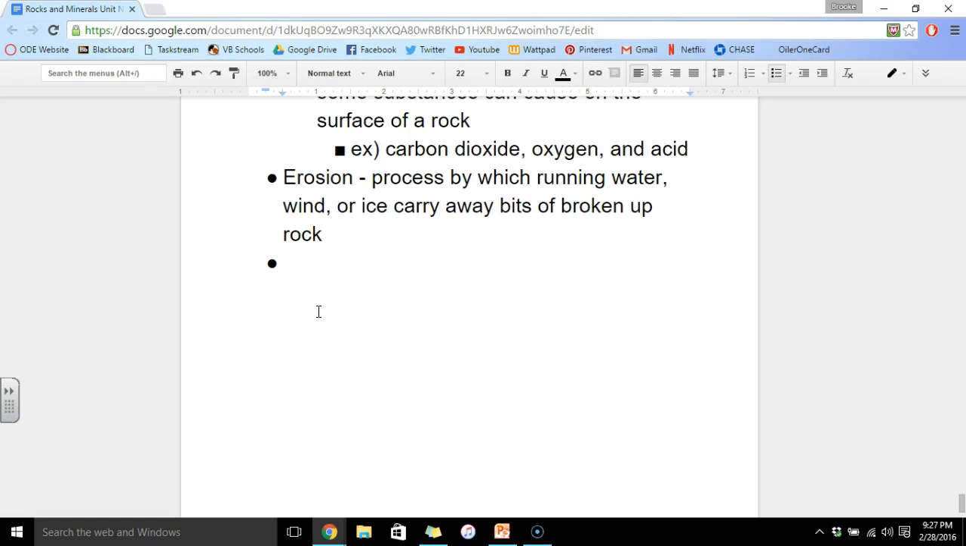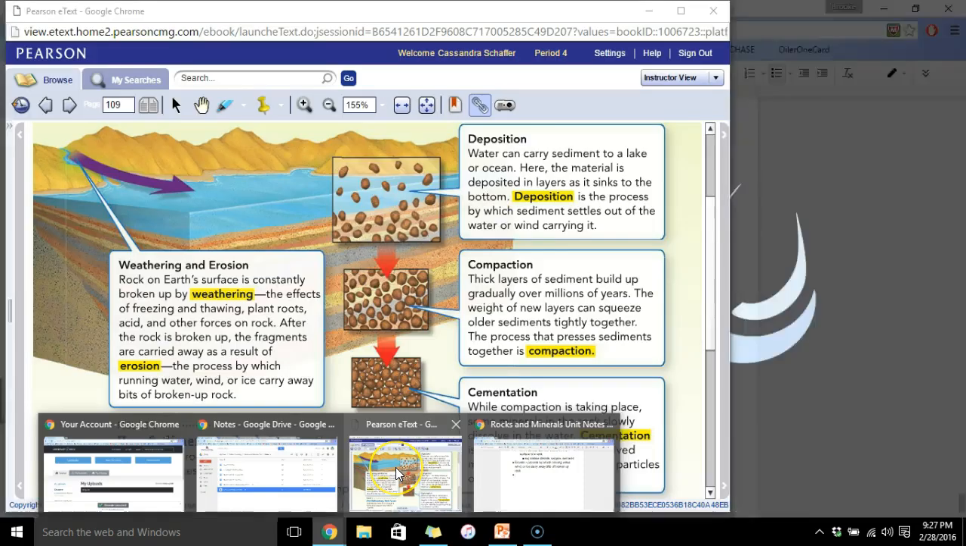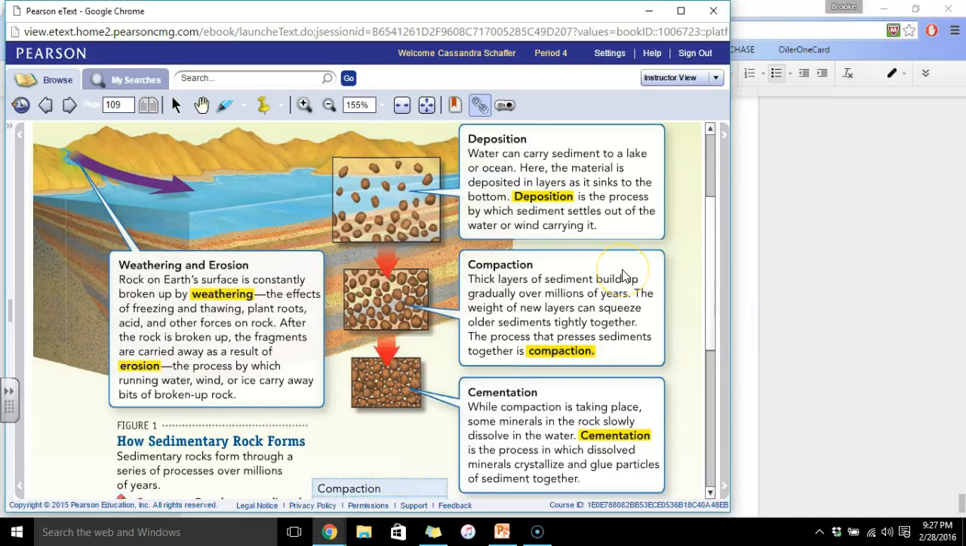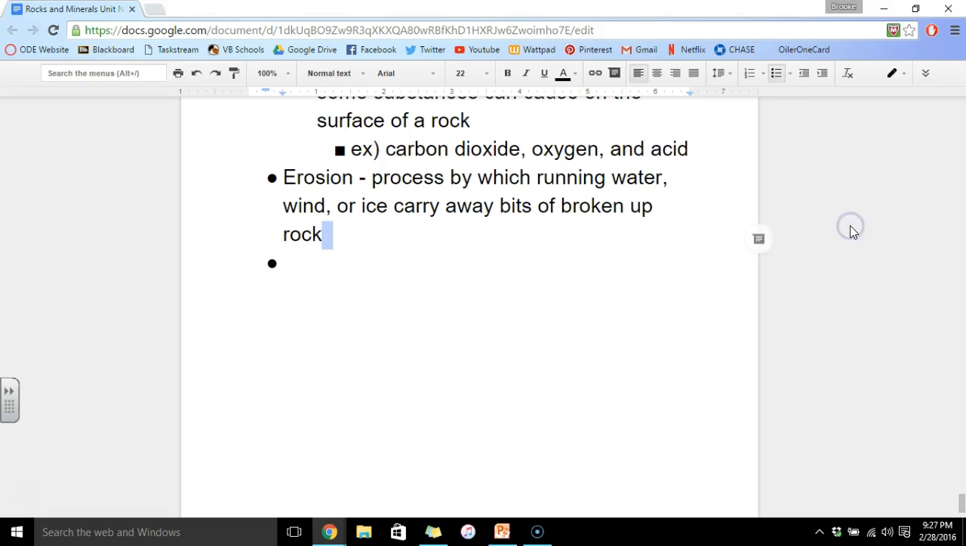So we just got done talking about weathering and erosion, and you guys have done a few activities on that. So we're going to move into deposition, compaction, and cementation as the last 3 of the 5 steps to making a sedimentary rock. So as you can see in my notes, I didn't include another date because I didn't want to separate it. So we're just going to go ahead and read.